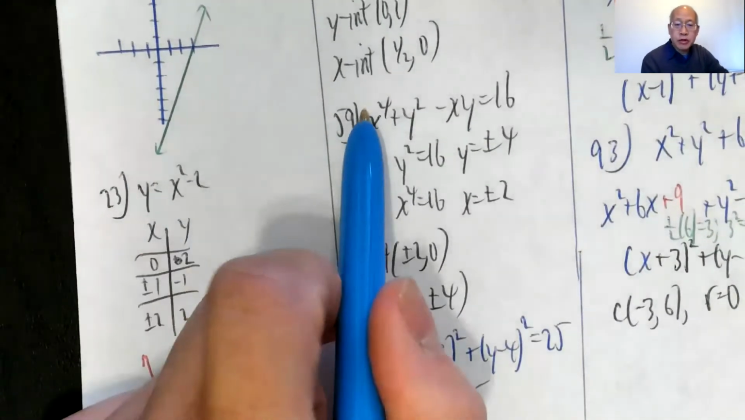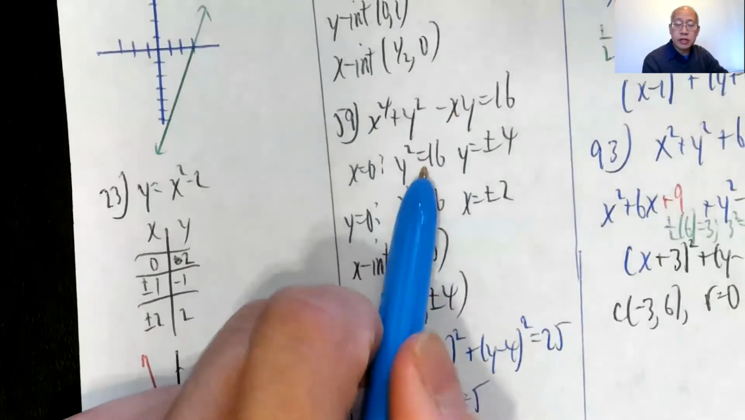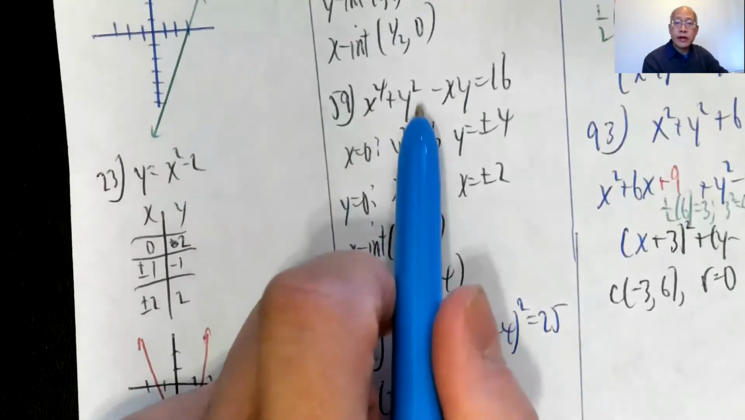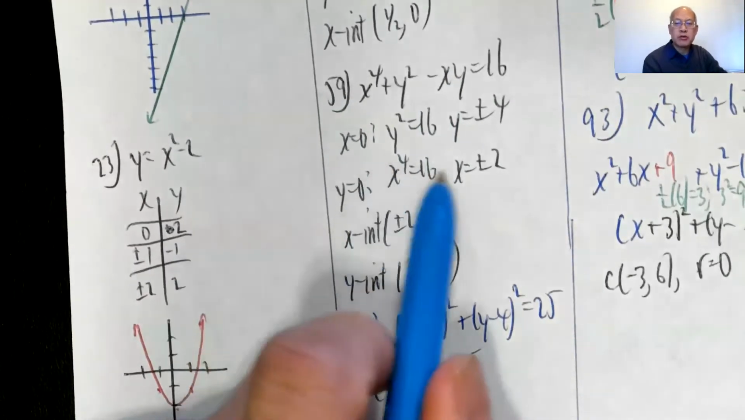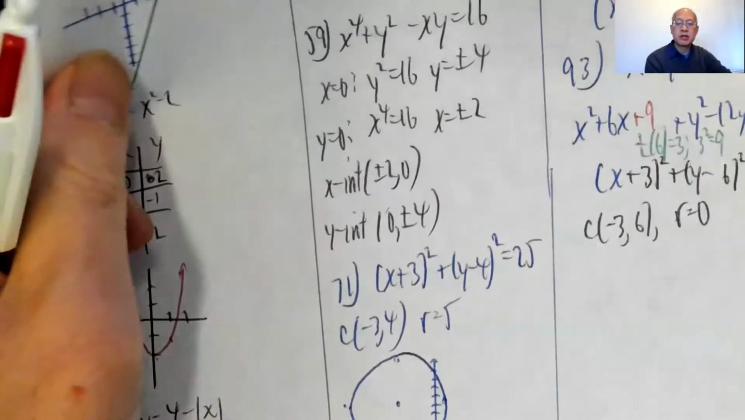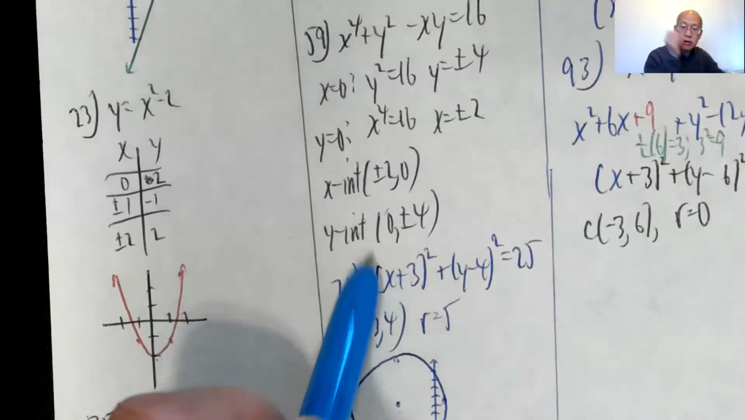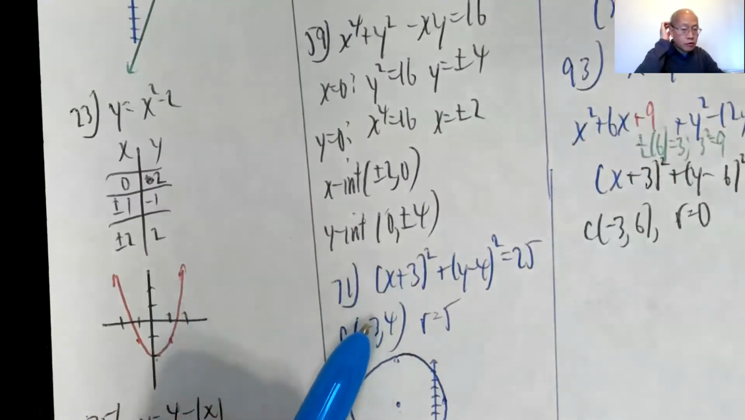59, x is 0, put a 0 there, 0 there, y squared is 16, y is plus or minus 4. Y equals 0, put a 0 there, 0 there, x to the 4th equals 16. Take the 4th root and a plus or minus, x is plus or minus 2. So x-intercepts are plus or minus 2, 0, y-intercepts 0, plus or minus 4.